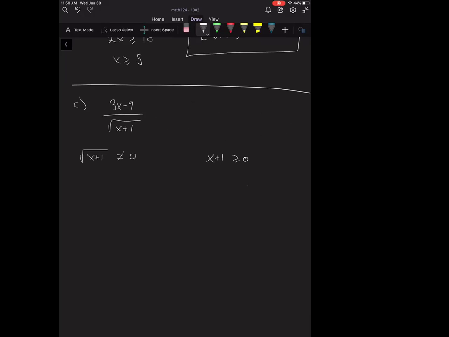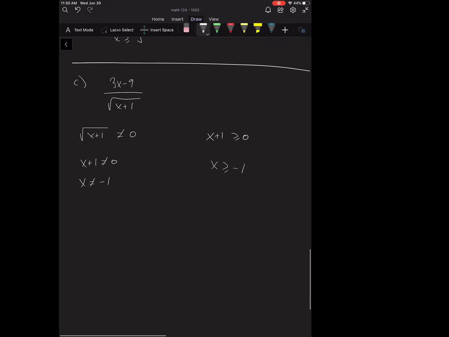Let's work on this left-hand side. To solve this equation, we can just square both sides. So we get x plus 1 can't be equal to 0, so x can't be equal to minus 1. Over here, we just subtract the 1. So we get x has to be bigger than or equal to minus 1. So both of these two things need to happen.